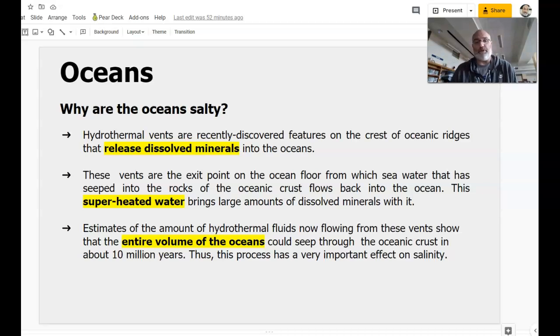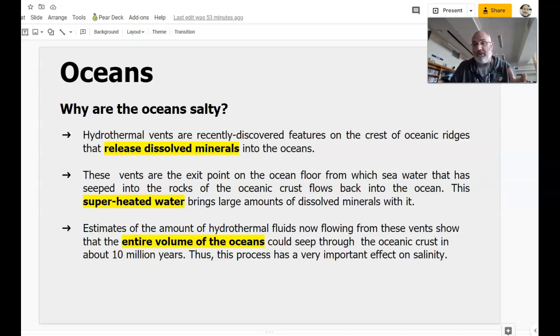By the way, the third bullet is actually incredibly cool. Scientists think there's enough water seeping into those hydrothermal vents that every 10 million years, all of the water in the ocean will seep into a vent and then come back out again. I mean, that's just an amazing amount of water churn through hydrothermal vents.